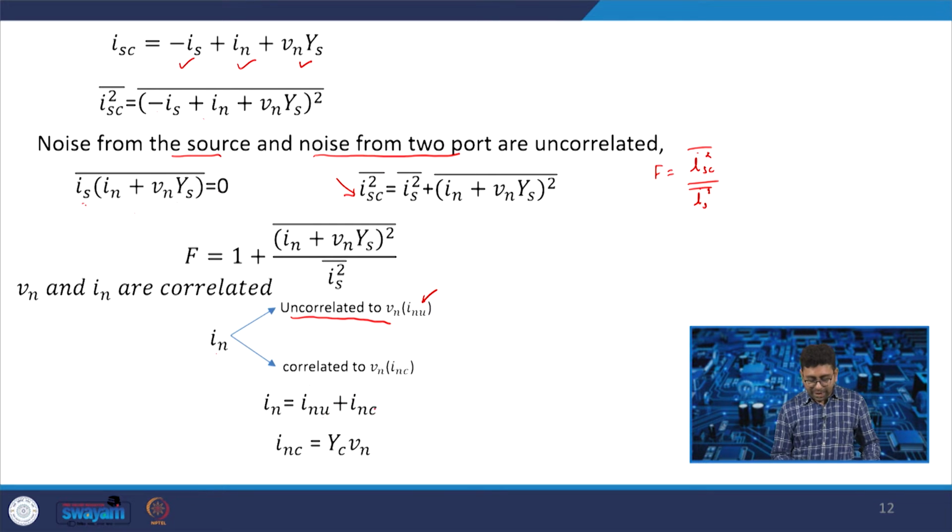Now your Inc is given by Yc into Vn. So the uncorrelated current Inu is already there, and the current correlated to Vn that we want to identify is Inc, which is a function of Yc into Vn. Now what is Yc? Here Yc is the correlation admittance.